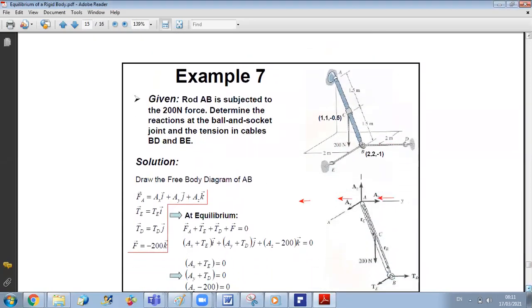Let us take examples on this. Given that rod AB is subjected to the 200 Newton force, determine the reactions at the ball and socket joint and the tension in cables BD and BE. So here we have a rod. The rod is first supported by a ball and socket joint at A. If you remember, the ball and socket joint will prevent motion in X, Y, and Z, so it will develop three forces.